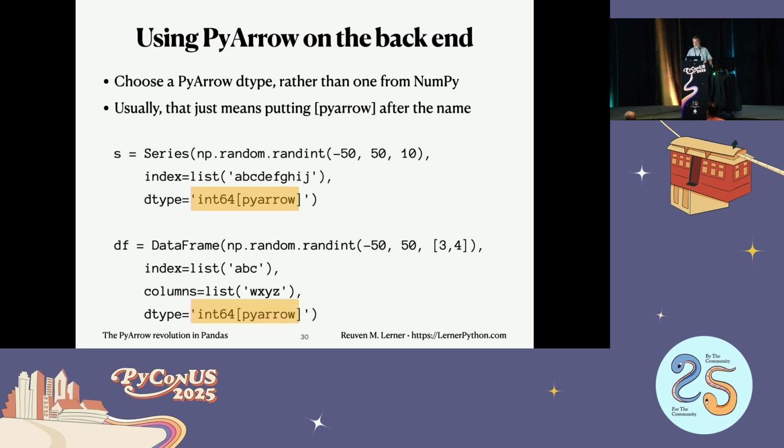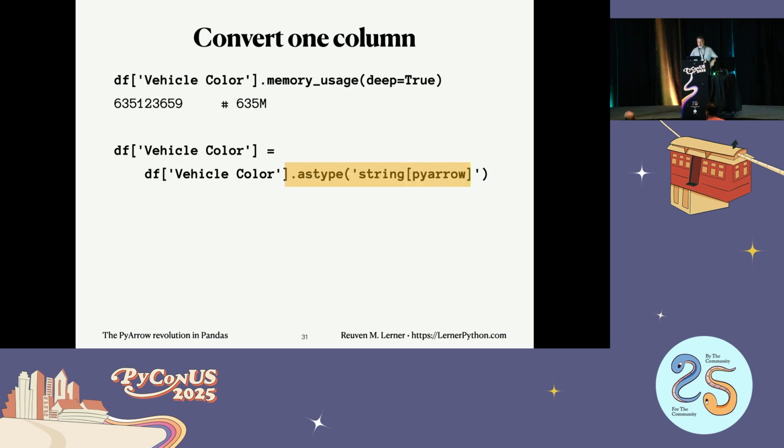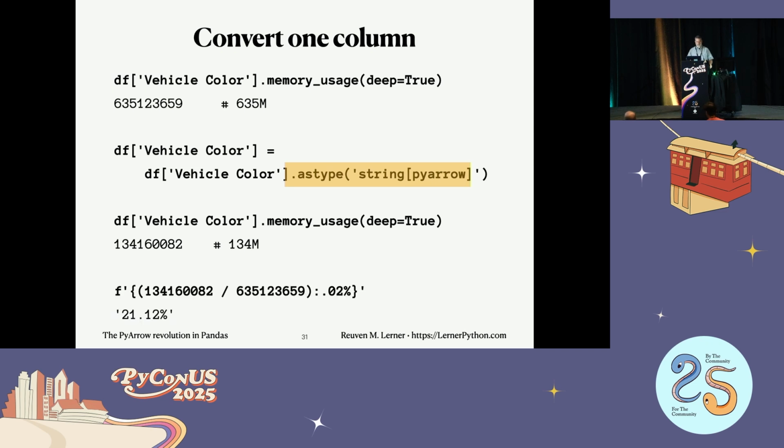It works just fine. If I want, I can even convert one column in my data frame to use PyArrow dtypes. So I have here from that traffic ticket data set, vehicle color and memory usage. How much memory is it using? 635 megabytes. So let's now redo that as type string PyArrow. How much is it using now? 134 megabytes. That's a big savings for a trivial amount of work. And for those of you unsure about this, that's right, we're now using roughly 20% of the memory that we did before.